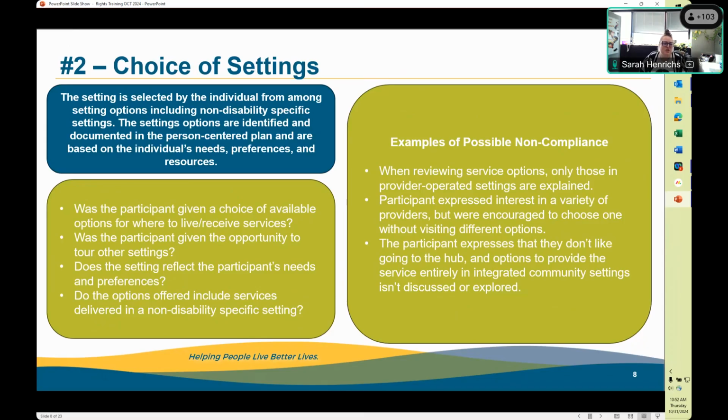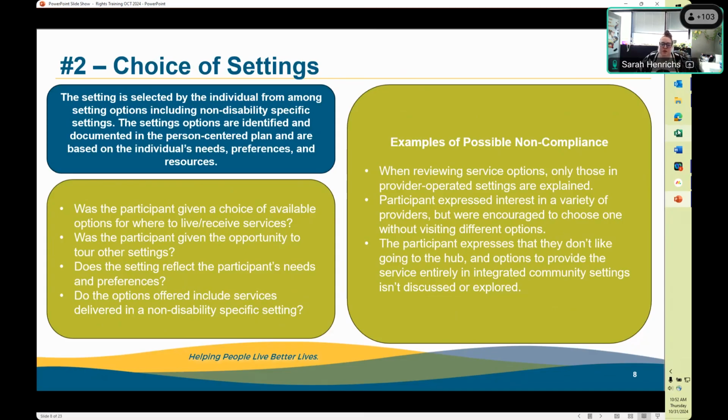So some exploratory questions: was the participant given a choice of available options for where to live and receive services? Was the participant given an opportunity to tour other settings? Does the setting reflect the participant's needs and preferences? Do the options offered include services delivered in a non-disability setting? So like I said, some of that is more our responsibility since we're the ones who do service coordination in Nebraska. But providers, as members of the team, also have a role in this.